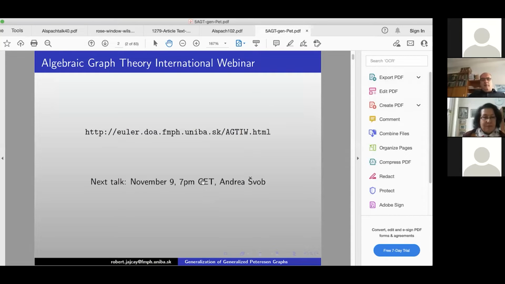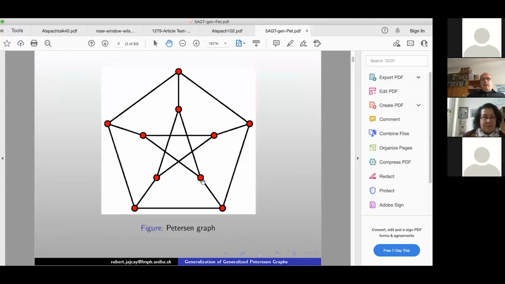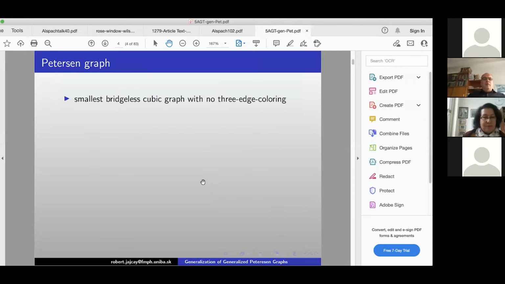So thank you again for inviting me. I'll start with a picture that's absolutely notoriously known for everybody in this workshop. The Petersen graph, and I will stress some of the properties of the Petersen graph that I will be interested in in this talk.